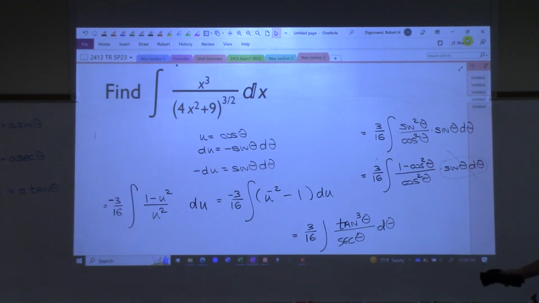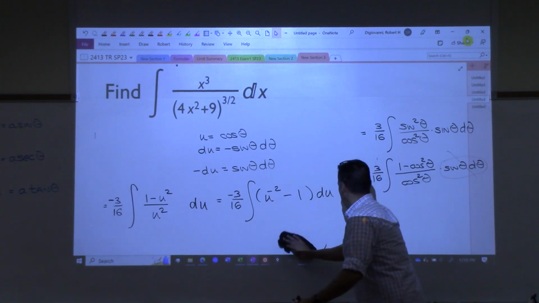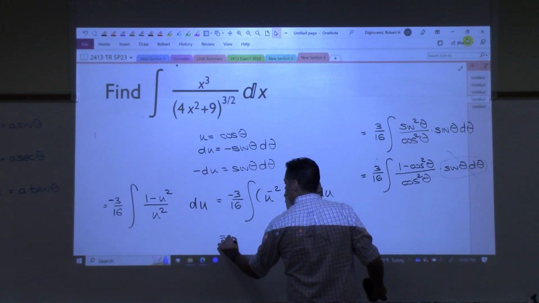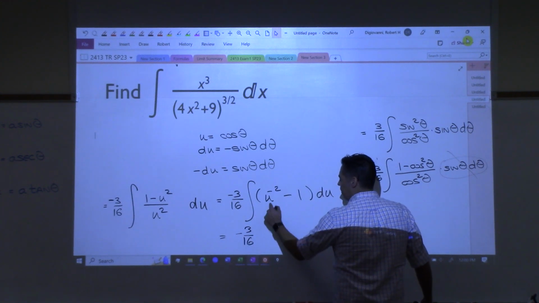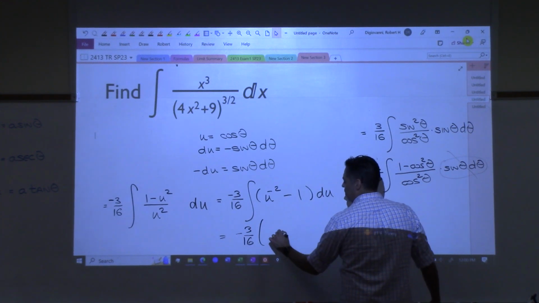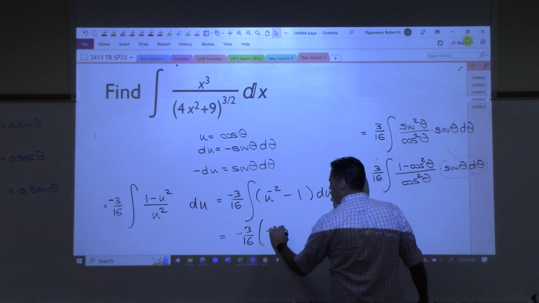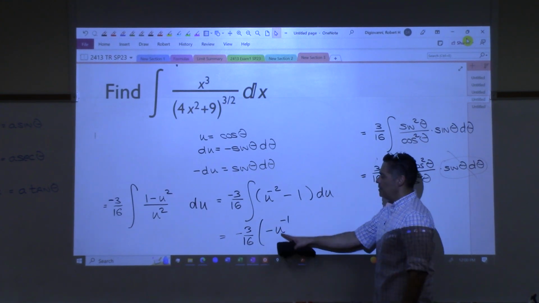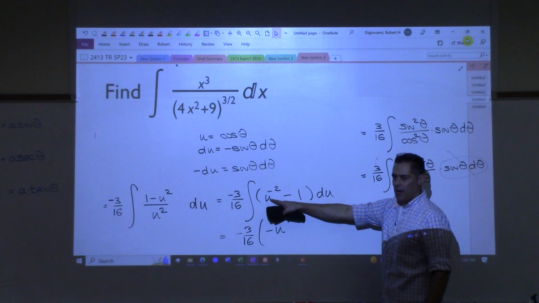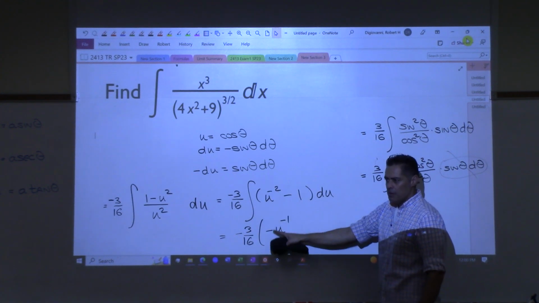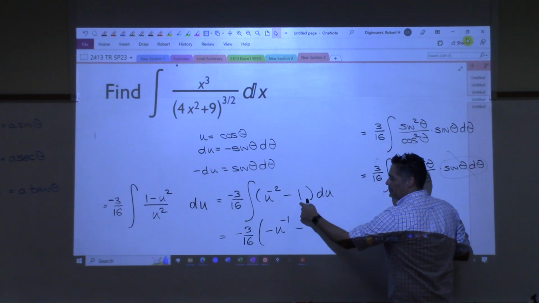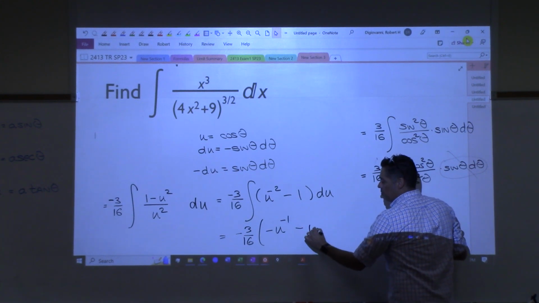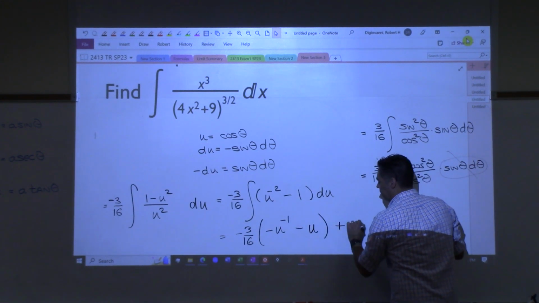We're almost to the antiderivative, right? So the antiderivative is negative 3 over 16. The antiderivative of that, we did something similar a minute ago. This was negative u to the negative 1. That's what the antiderivative is, right? Add 1 to the power, scale, minus what? So minus u plus c.